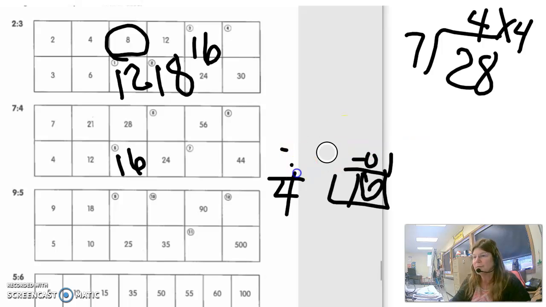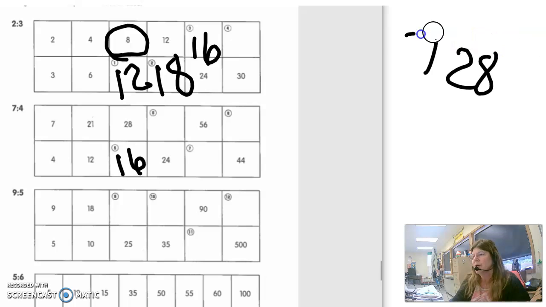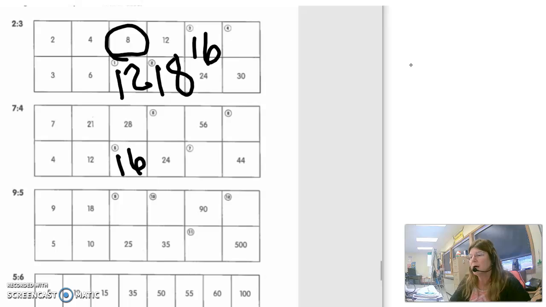I hope it does. I find this way to do ratios easier than the graph method, which is what I showed you the first time, was to multiply, multiply, multiply, multiply. This way, you don't have to have it drawn out quite so far. So our next one is 56 on top.